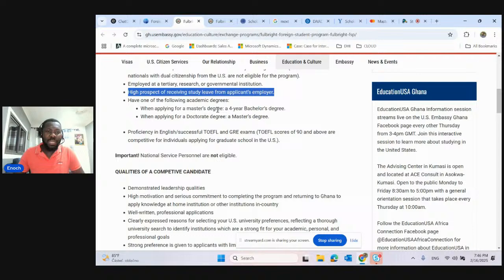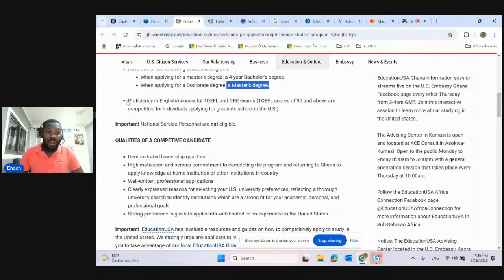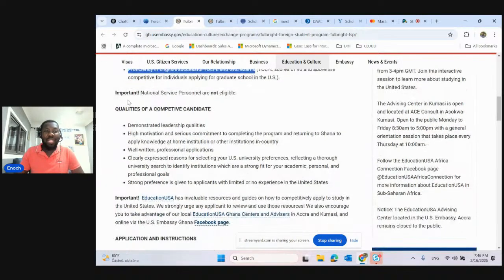When you are applying for a master's degree, you must have a 4-year bachelor's degree. When you are applying for a doctorate degree, you must have a master's degree. And here, I think they require by all means for you to provide proficiency in English and the GRE, Graduate Record Exams. So this is non-negotiable. The scholarship program requires that you provide it. So you should know that. And here they have stated clearly that national service personnel are not eligible.